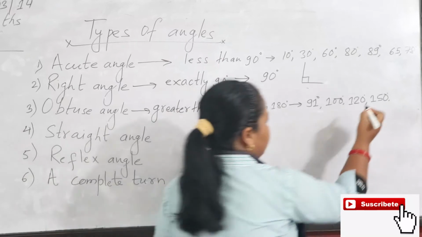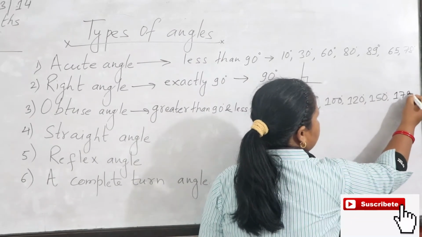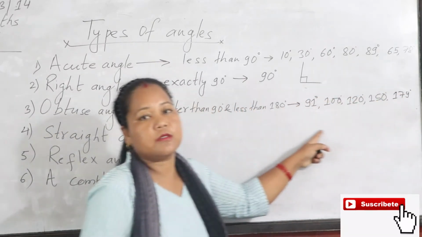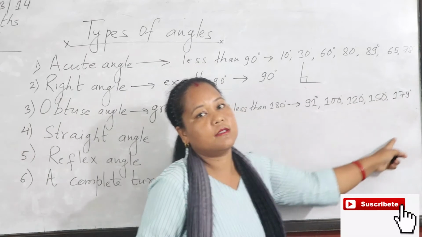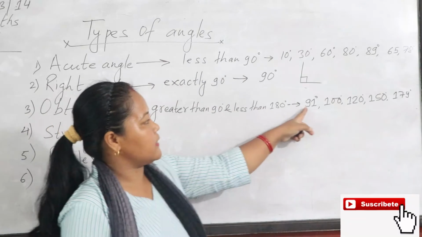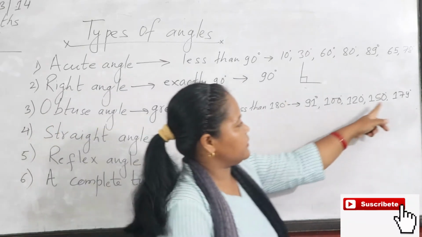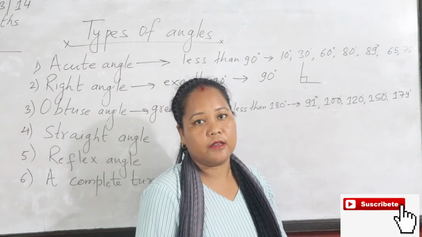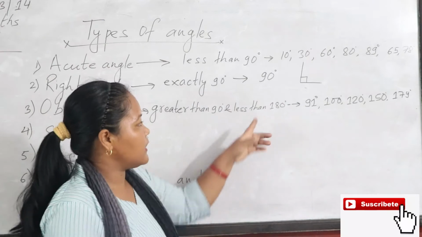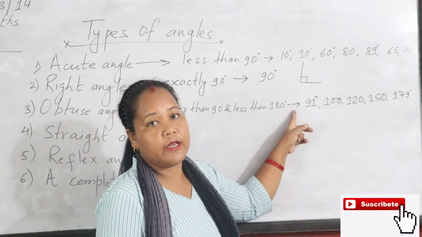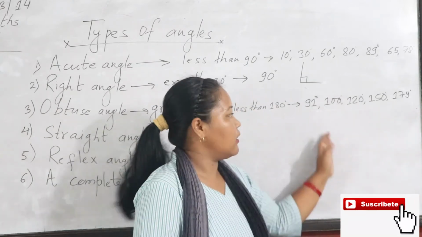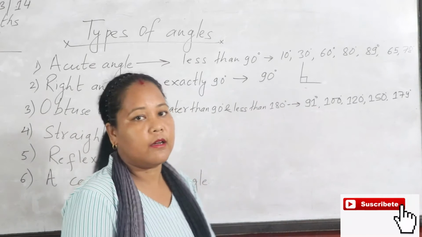It means up to 179 degree. All they are examples of obtuse angle. Understand, students? In obtuse angle, greater than 90 degree means from 91 degree up to 179 degree. We can't write here 180 degree. In the definition of obtuse angle, we say less than 180 degree, so it must be up to 179 degree. So all they are the obtuse angle.